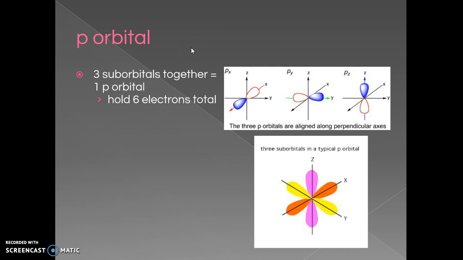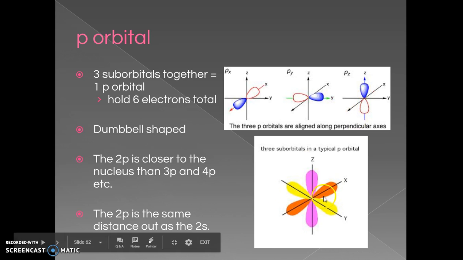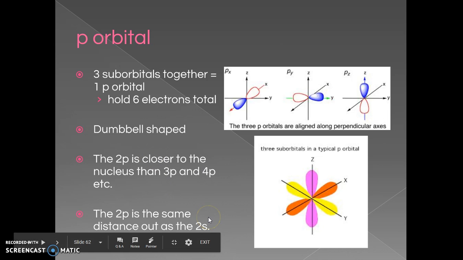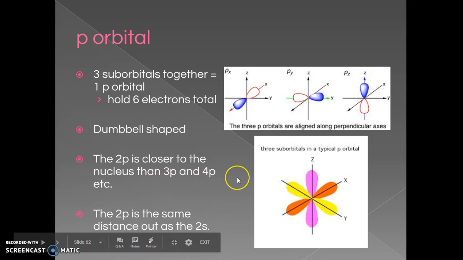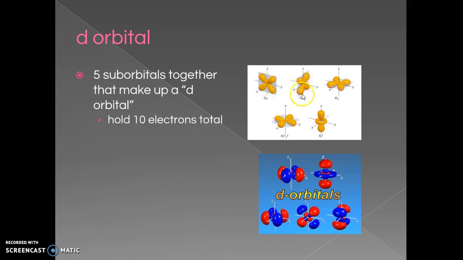Another orbital type is a p orbital, which is actually 3 suborbitals put together. So all 3 of those put together equals a p. So that is 1 p orbital. They are dumbbell shaped, and the 2p is closer than the 3p, which is closer than the 4p. The 2p is the same distance out as the 2s. The 3p is the same distance out as the 3s. The number in front tells you how far it is from the nucleus, and the letter tells you what orbital it's actually in. There are d orbitals, which are 5 of them put together.